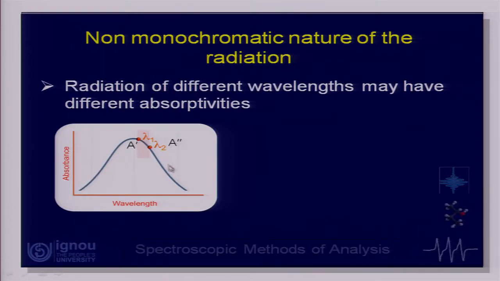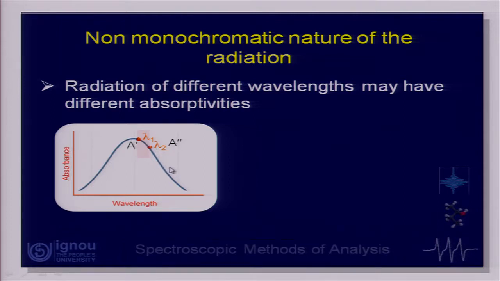Suppose this is the spectrum of the absorbing species, and let us say there are two wavelengths which are passing through that. One is at lambda 1, the second is lambda 2. Now, for this particular absorbing species, at lambda 1 the absorbance is A prime, at lambda 2 it is A double prime. That means at two very closely related wavelengths, we find that the absorbance values are fairly different.